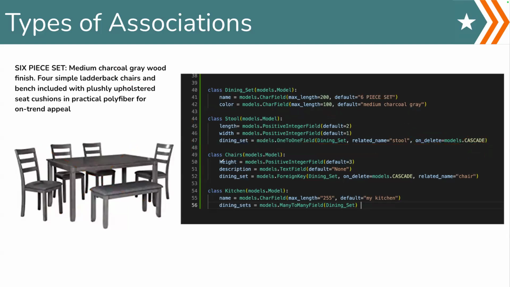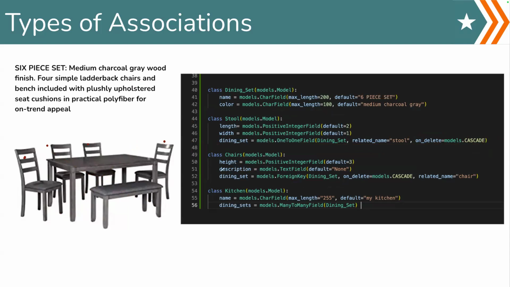All right, then we have our chairs, where we're seeing the height of the chair, a short little description, and then the dining set that it belongs to. You can see here that it's a foreign key relationship, which is many to one. In this case, we have four chairs that belong to a dining set.